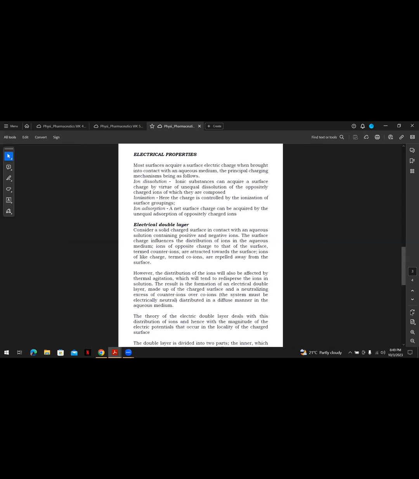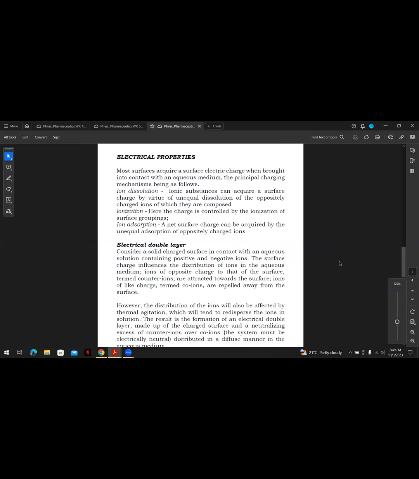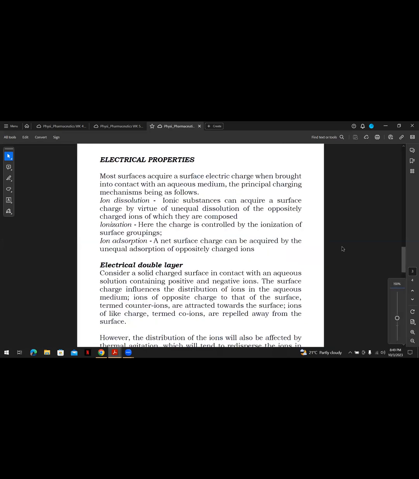So from the video, we saw that when a particle comes in contact with an aqueous medium, because of the surface electric charge on the particle and the charges in the aqueous medium, there'll be some attraction between the particles and the aqueous medium. There are some mechanisms for this.